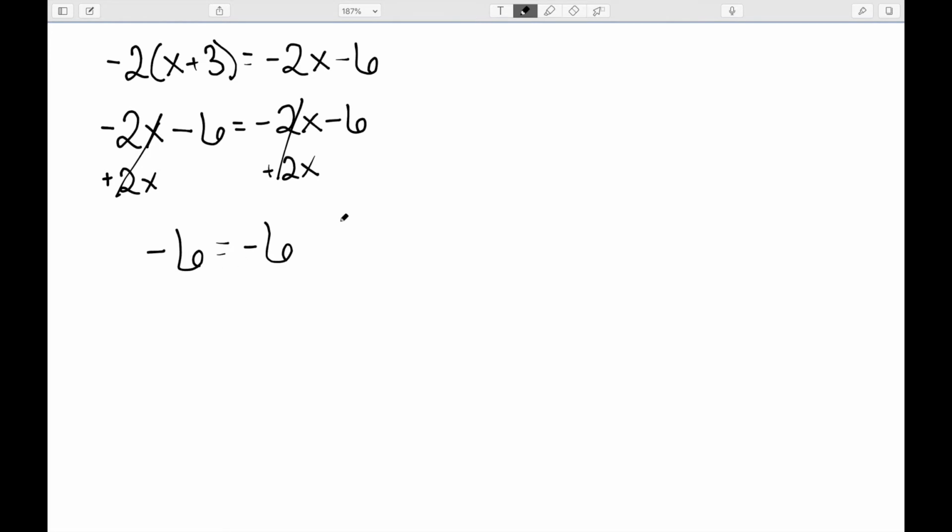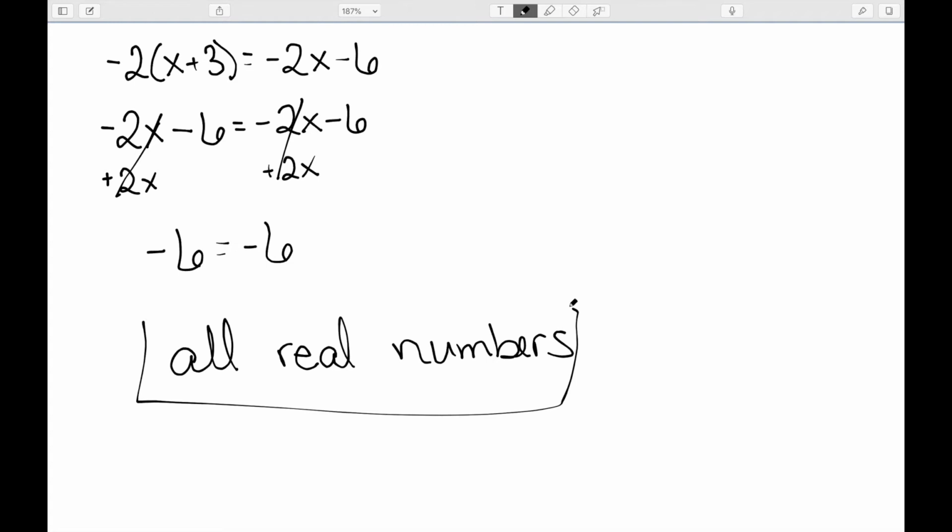So when is negative 6 equal to negative 6? Well, the answer is always. So this solution is actually all real numbers. Any number you plug in for x is going to be a solution.